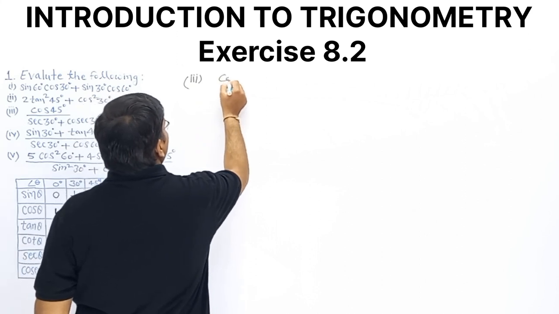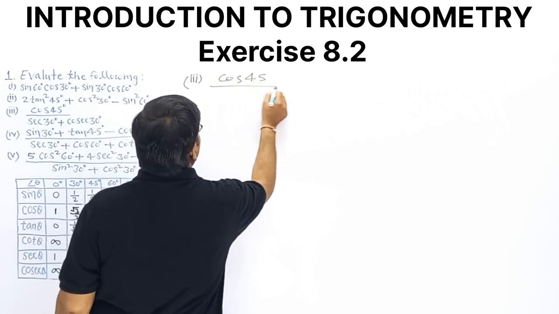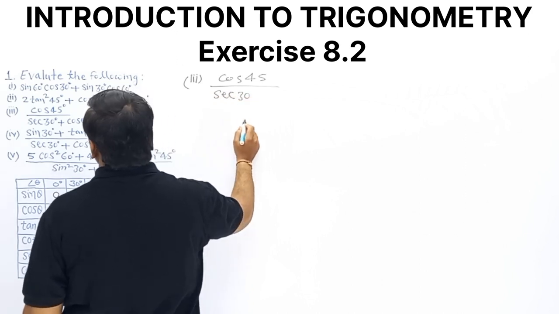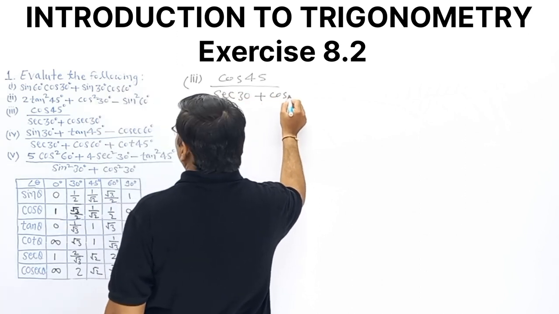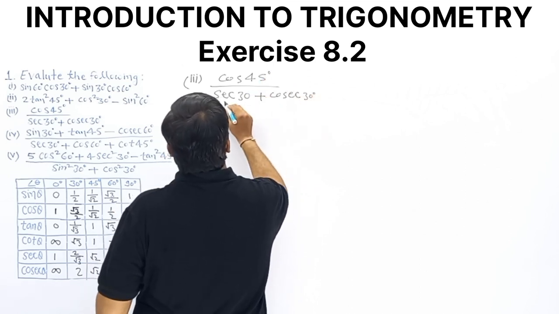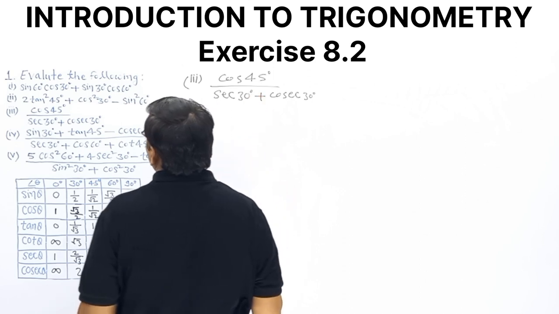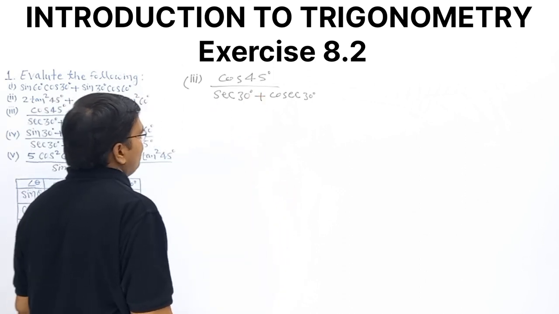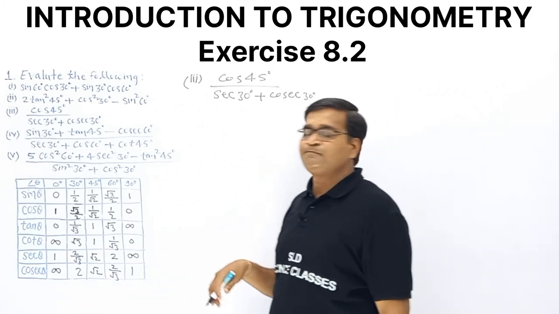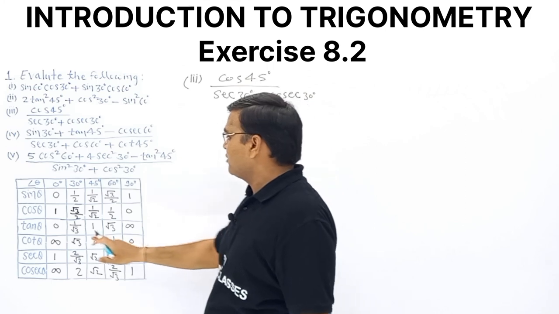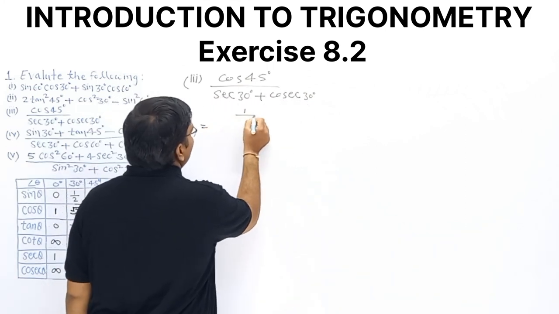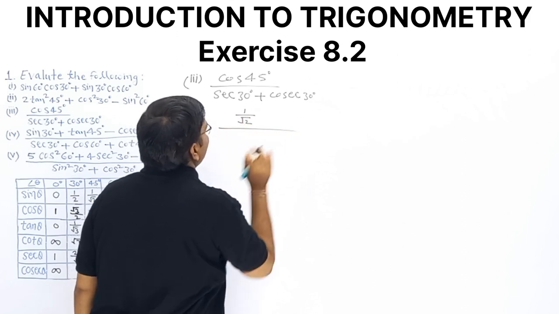What is the question? Cos 45, write carefully, cos 45 divided by sec 30 plus cosec 30 degree. All values we have in the table. From the table we want to write. Cos 45. What is the cos 45? This one. 1 upon square root of 2. Write carefully, then you can understand.